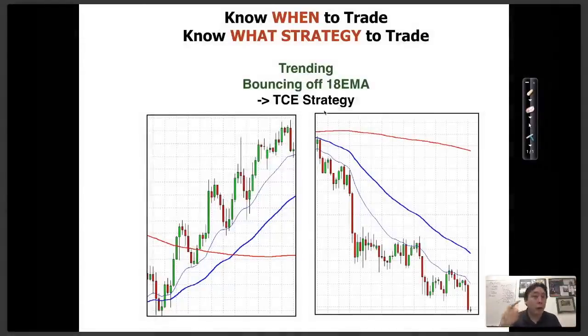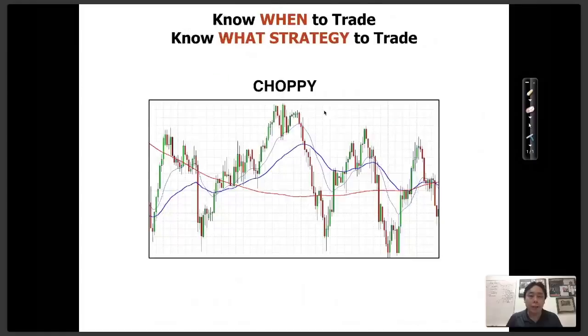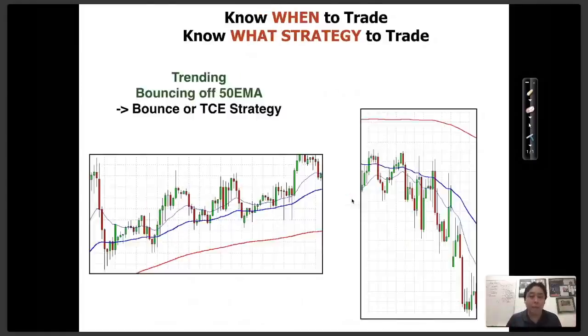So let me just do a very quick recap for you guys. Like I said, when you look at a chart or currency pairs every day, if you see choppy, don't trade, walk away, look for another currency pair. What I want to see is trending strongly. The first version I'm looking at is trending and bouncing off the 50 moving average, either on an uptrend or on a downtrend. Then I look to trade it using the bounce or TCE strategy.